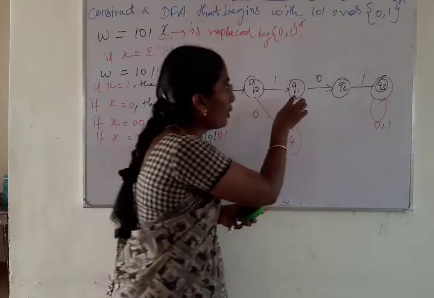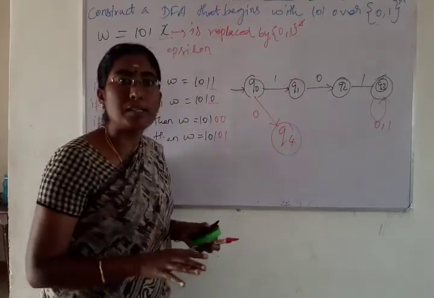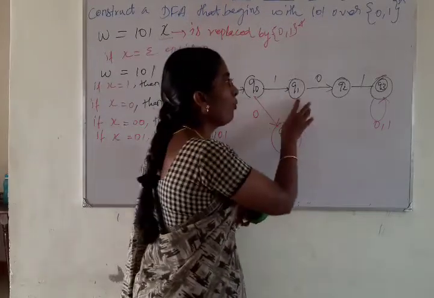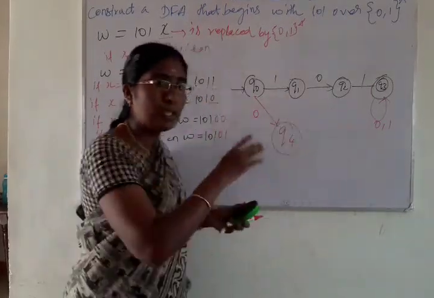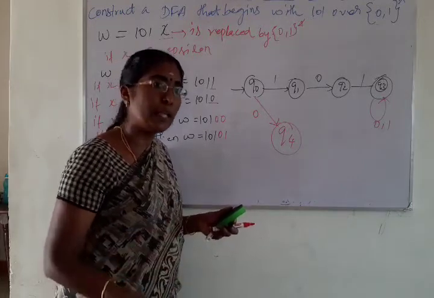Likewise, for the state Q1, we have to make the transition for the symbol 1. How do we make this transition? If we move the transition on 1 in the forward direction, the other strings that should not start with 101 will be accepted.